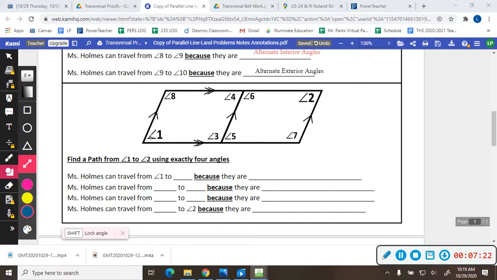So we're going to start at angle 1, and I am going to go ahead and extend these lines because then it's easier to see the transversal. So I know this is parallel to this, so I'm going to make these my 2 parallel lines. And then I could use this transversal, or I could use this transversal. I'm going to use this transversal.